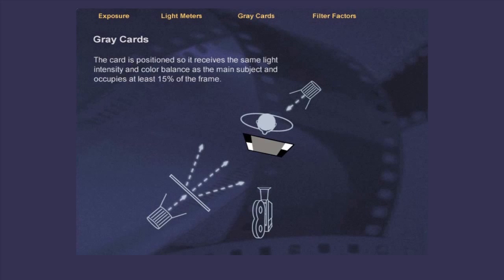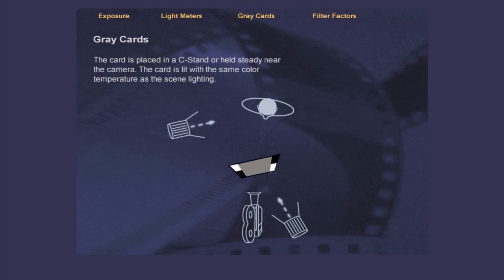The card is positioned so it receives the same light intensity and color balance as the main subject, and occupies at least 15% of the frame. Shooting the Gray Card Plus shot with separate light may be necessary when placing the card in the scene will not provide an accurate exposure reference, for example in scenes that are cross-lit or mainly from a backlight. The card is placed in a C-stand or held steady near the camera. The card is lit with the same color temperature as the scene lighting.